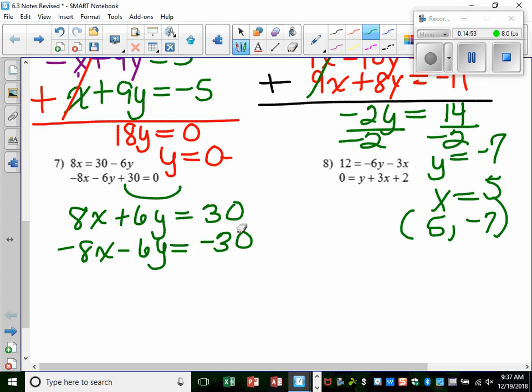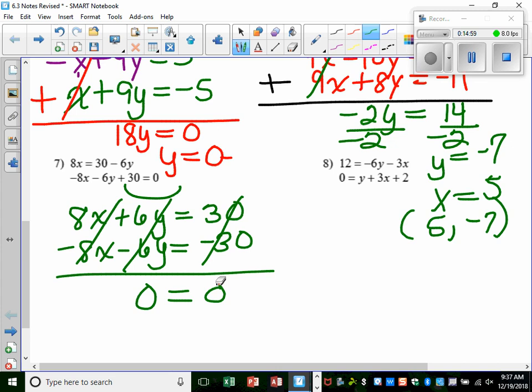Now, what do you notice here? Looks like everything cancels out. Is that true? So we have 0 equals 0. So what do you think I should write? Infinitely many solutions. Exactly. So when everything cancels out like that, that means they're the same line, graphed twice. That means it's infinitely many solutions. Okay. And that's today's lesson.